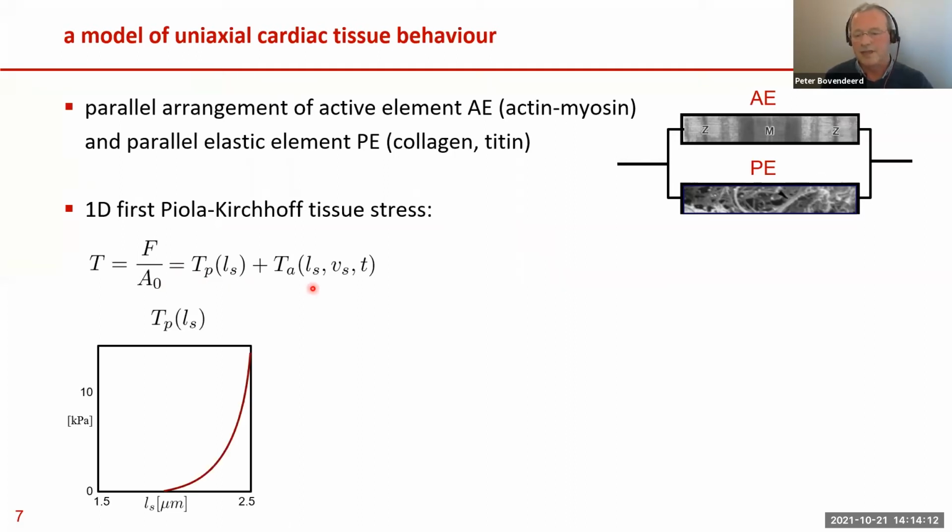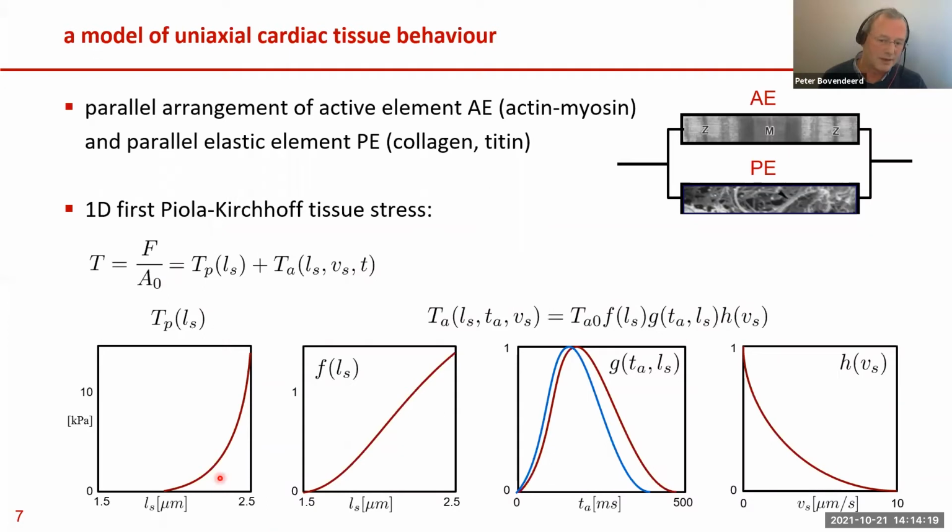And the passive stress can be typically described by this type of exponential relation. And the active stress, well, we saw that the active stress depends on length, time, and velocity. So we model it as a reference level of active stress multiplied by this length dependence, a time dependence that also includes the fact that the twitch is longer when sarcomeres are longer. And then finally, we have this more or less hyperbolic relation between force and velocity.